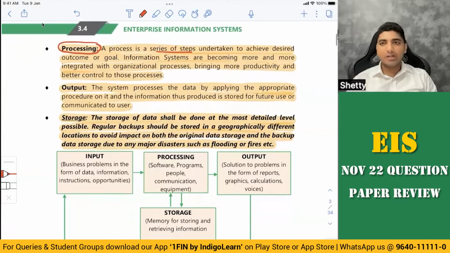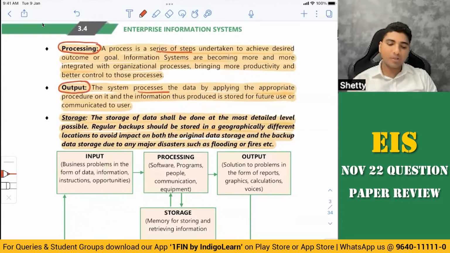Now, next point is, what happens afterwards? Once you enter all the purchase bills, all the sales bills, all the expenses, all the incomes, then an output is created. Now, what is this output? It could be your balance sheet, it could be a profit and loss account, it could be a trial balance, anything. An output is generated. The system processes the data. That is step number 2.